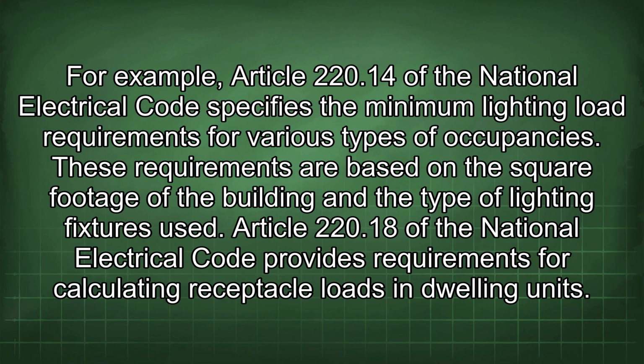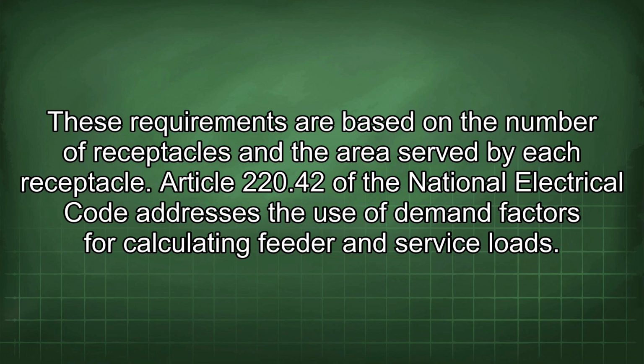Article 220.18 of the National Electrical Code provides requirements for calculating receptacle loads in dwelling units. These requirements are based on the number of receptacles and the area served by each receptacle. Article 220.42 of the National Electrical Code addresses the use of demand factors for calculating feeder and service loads.